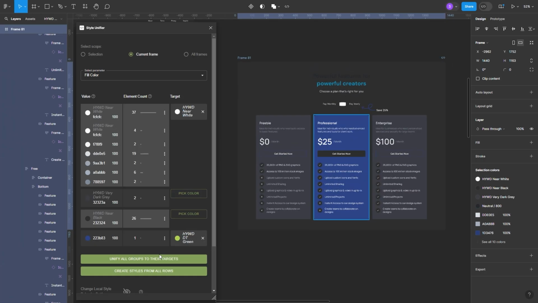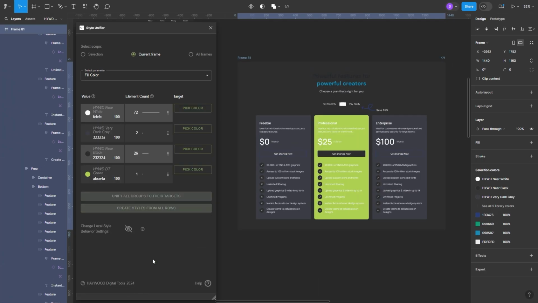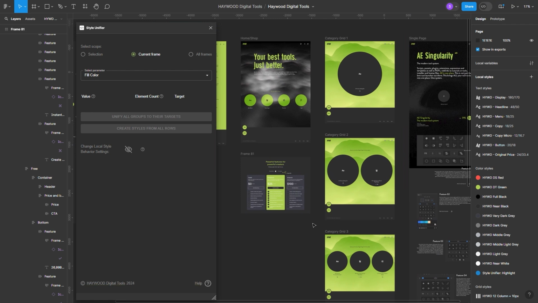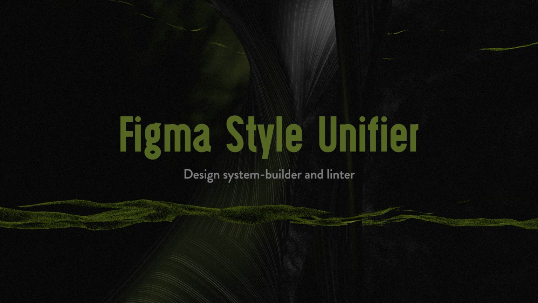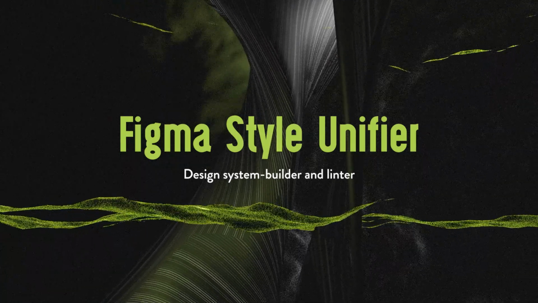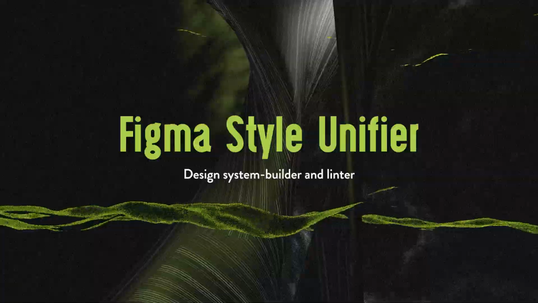Swap themes or incorporate external components and adapt them to your local or global styles in a breeze. That and much more is Figma Style Unifier, Design System Builder and Linter.